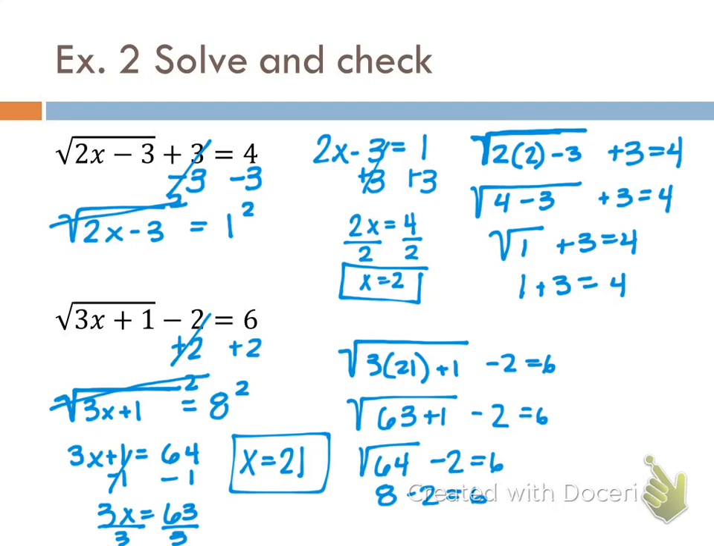Just do not forget the square root sign. A lot of people forget it and they go, oh, 64 minus 2. That does not equal 6. So, no solution. That's not correct. Make sure you have your sign.